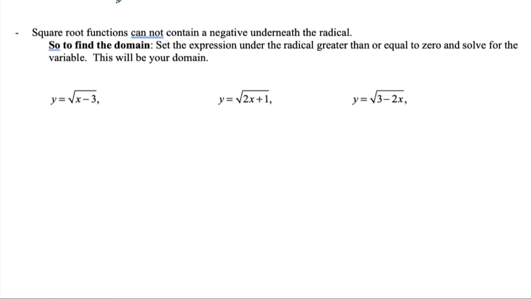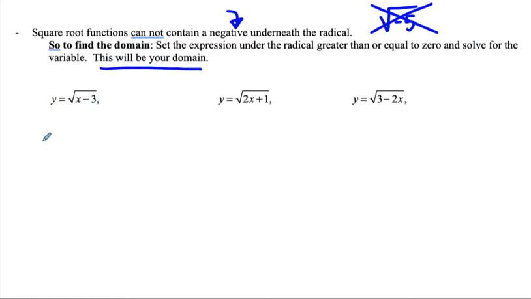Here are the ones that we need to pay particular note to. Square root functions cannot have a negative underneath the radical. You haven't spent a lot of time on these, but I know you know that if you got like -5 under here, you can't do that. We can't graph that. That's a complex number. So we can't have a negative underneath the radical; that would not be allowed. To find the domain, set the expression under the radical greater than or equal to 0 and solve for the variable. That will be your domain.